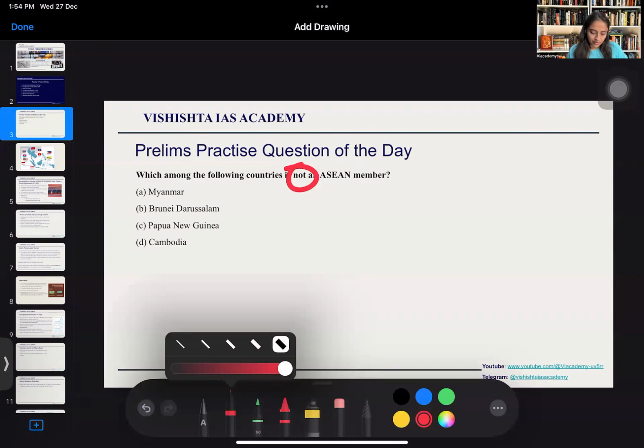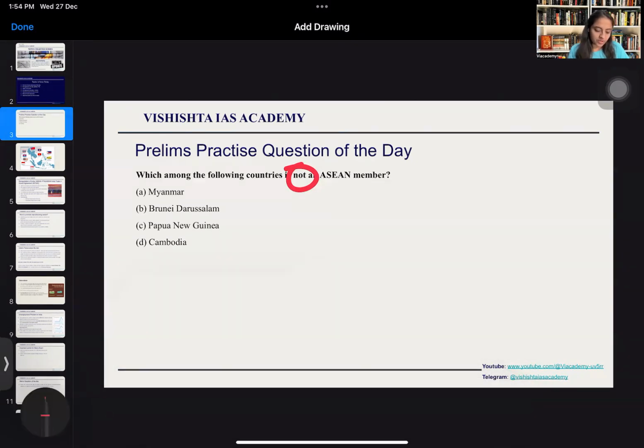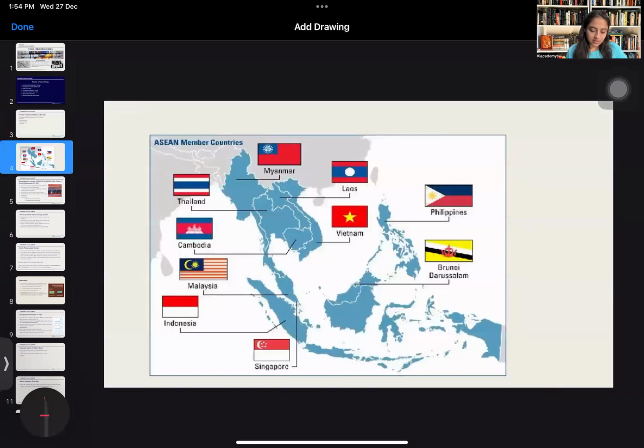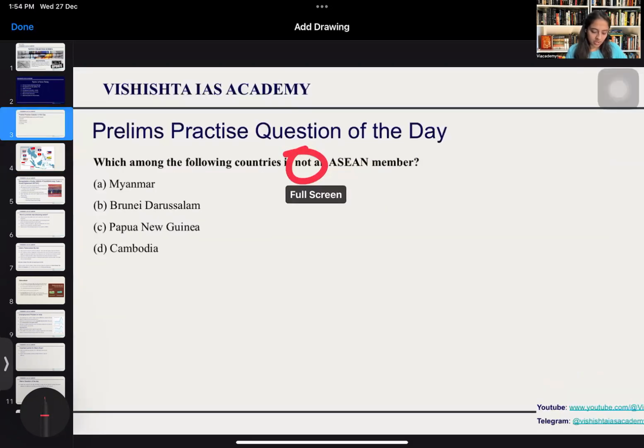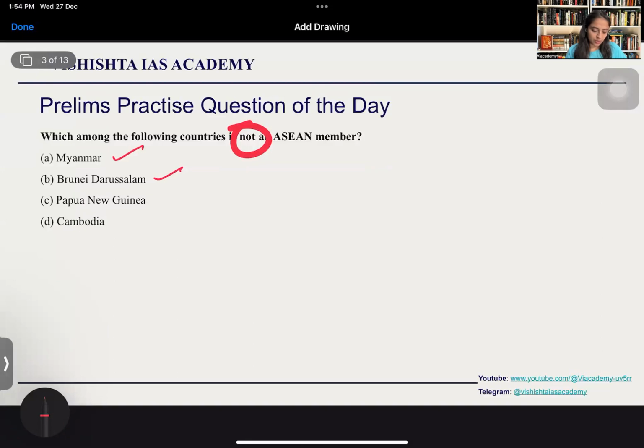And yeah, as you all know, ASEAN is a grouping of 10 countries, which includes Myanmar, Thailand, Laos, Cambodia, and then Vietnam. Then you have Malaysia, Singapore, Indonesia, Philippines, and Brunei. So the correct answer for this question will be Myanmar is there, Brunei is there, Cambodia is there, Papua New Guinea is not a member of ASEAN.